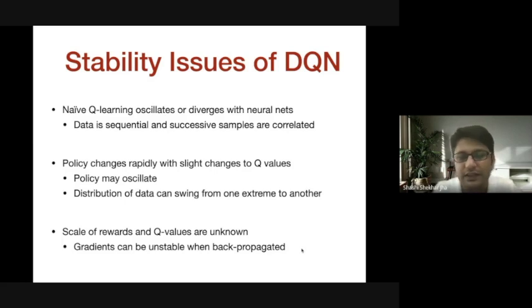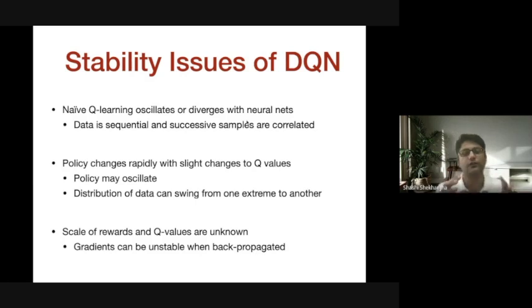One thing is this loss function that we'll discuss anyway. They figured out the loss function and put it there. But they ran into some very specific issues with training of this DQN model. Now, what were the issues? First, naive Q learning. In a typical Q learning setting, if you try to train it as you train your Q learning model, then naive Q learning oscillates or diverges with neural networks.